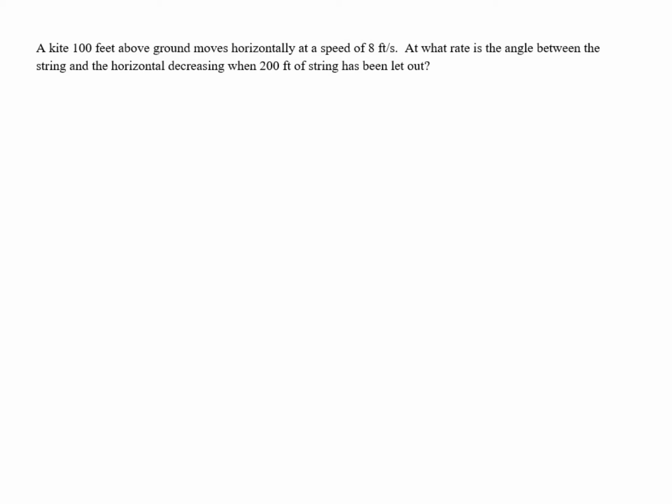A kite 100 feet above ground moves horizontally at a speed of 8 feet per second. At what rate is the angle between the string and the horizontal decreasing when 200 feet of string has been let out? So again, we want to have a diagram.